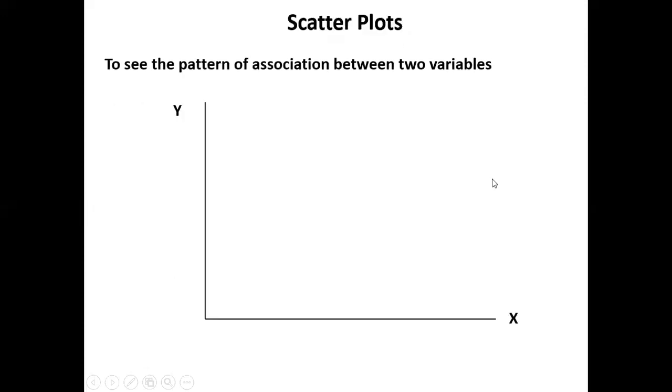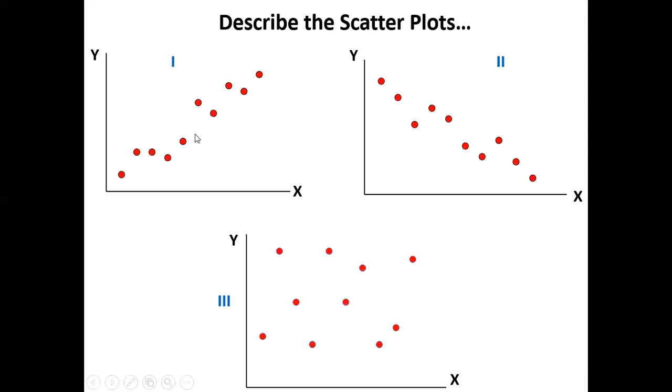There are three steps. The first step is scatter plots. You're going to plot the two variables, one on the x-axis, one on the y-axis. When you plot it, it can be like figure 1, figure 2, or figure 3. How do you explain figure 1? Positive correlation. Besides that, don't use any statistical term.